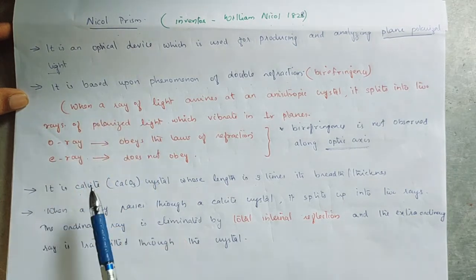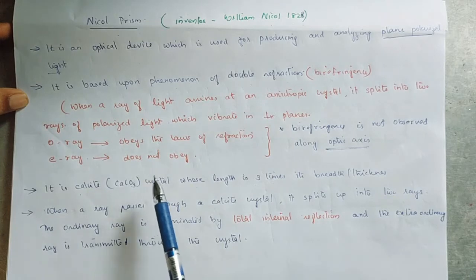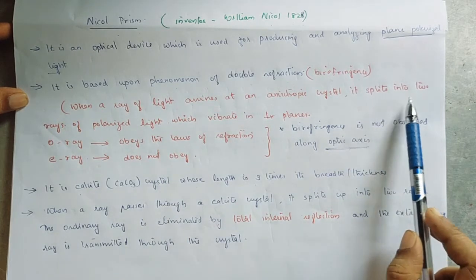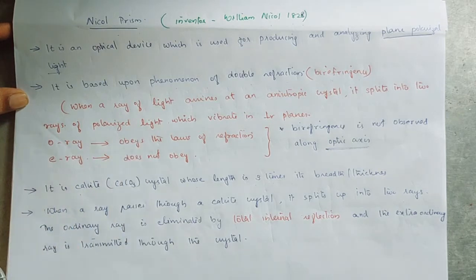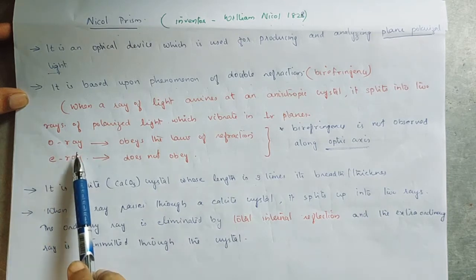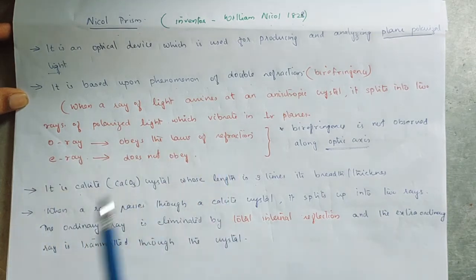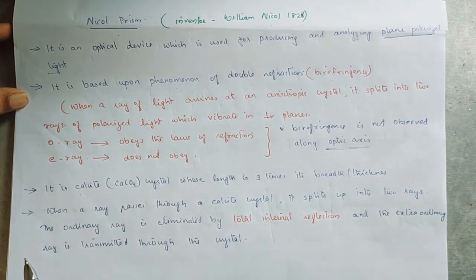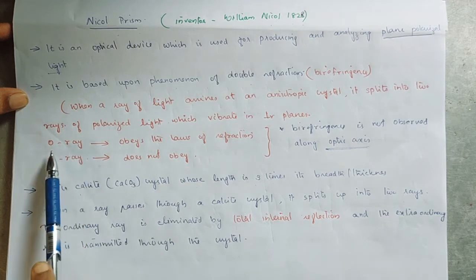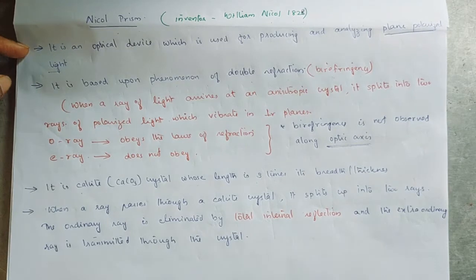When a ray of light arrives at an anisotropic crystal, what happens? Definitely it is split into two components, or two rays of polarized light. We call one ray the ordinary ray and the other the extraordinary ray. The ordinary ray obeys the laws of refraction. The extraordinary ray does not obey the laws of refraction. In short, we write the ordinary ray as O ray and the extraordinary ray as E ray.